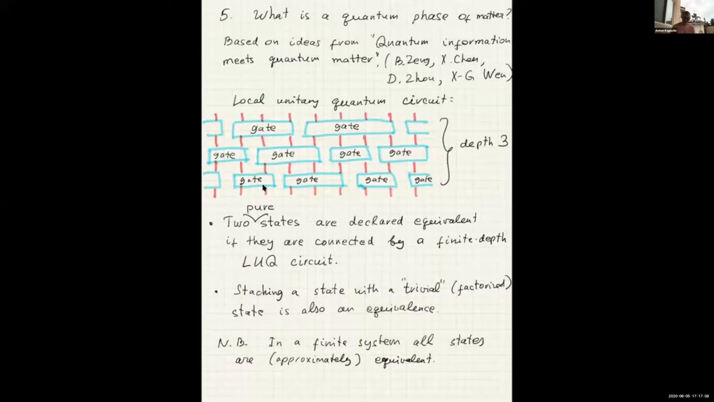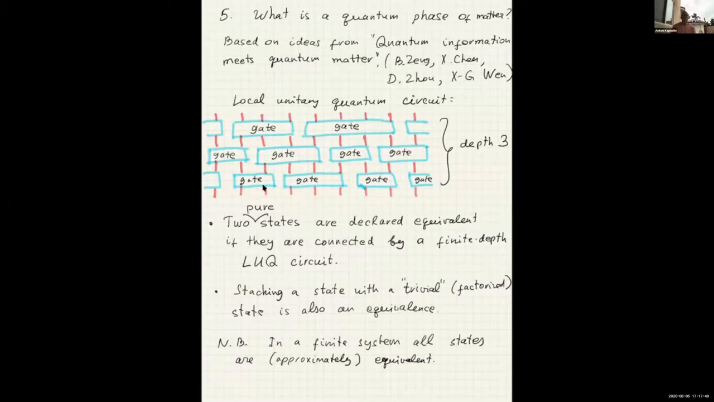So what are these? Well, imagine you have some chain. I'm drawing a one-dimensional picture, even though this can be done in higher dimensions. You have some one-dimensional system with spins sitting on each site. So this is some state. What can I do with the state? Well, I can apply quantum gates to it, but my gates are going to have a constraint. Each gate is going to be applied to a finite number of spins. So let's say here it's applied to two spins, here to three spins, here again to two.